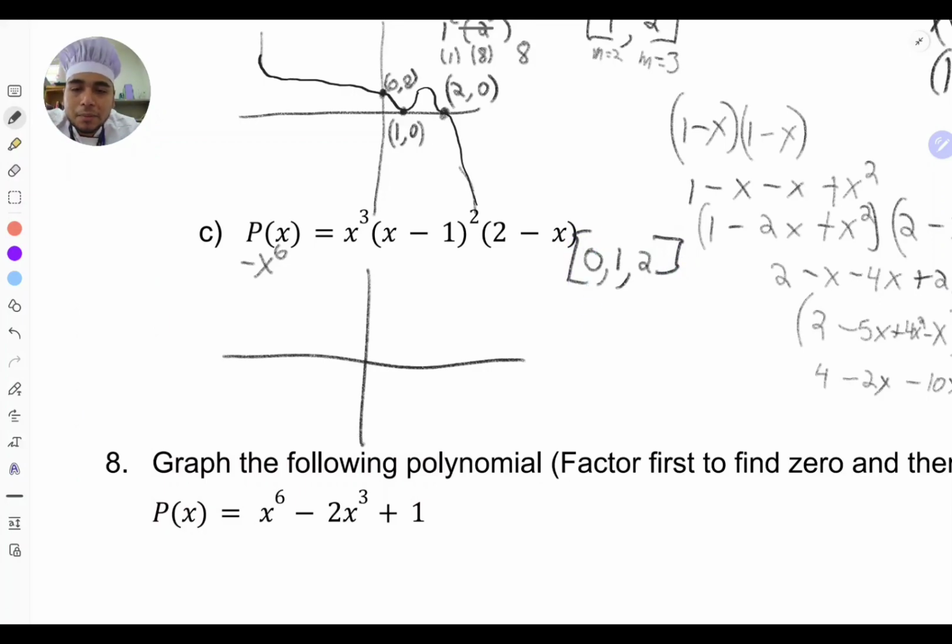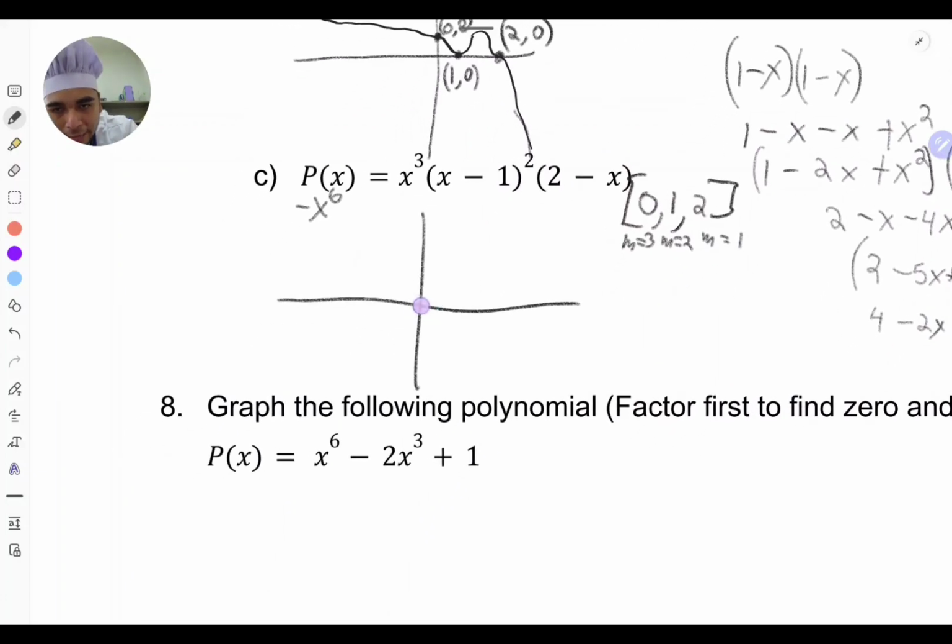Okay, so now we have to look at the multiplicities, right? The multiplicity of the 0 at 0 is cubic, so the m value would be 3. The multiplicity of the 0 at 1 is 2, so our m value there would be 2. The multiplicity at 2 is 1, so our m value would be 1. Okay? So we have a 0 at 0, a 0 at 1, and a 0 at 2.